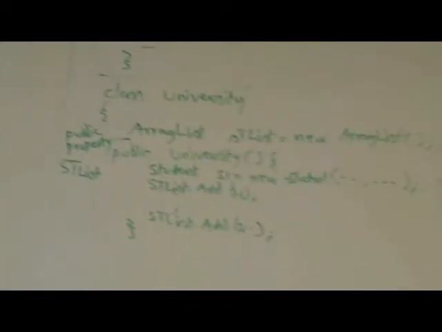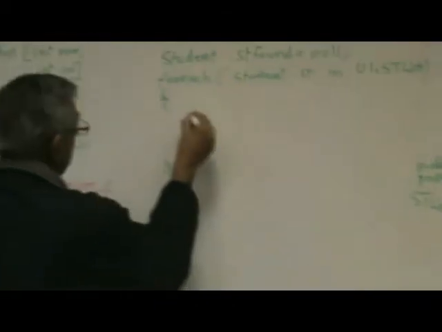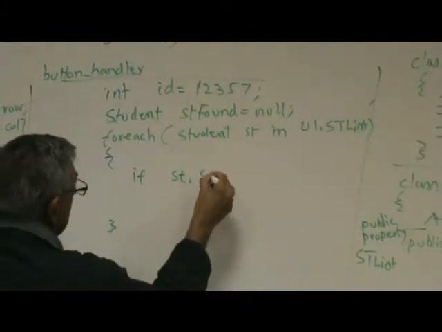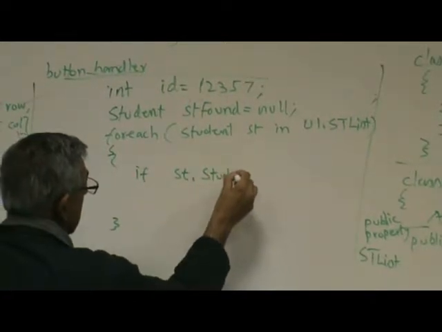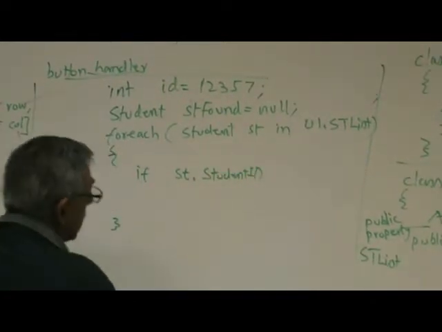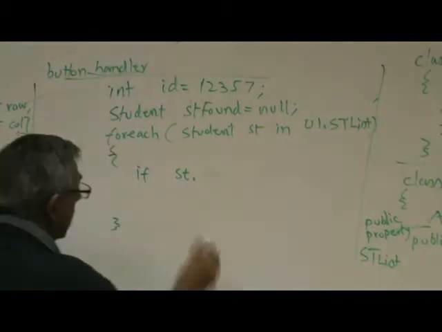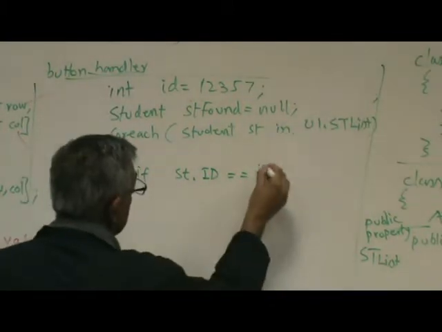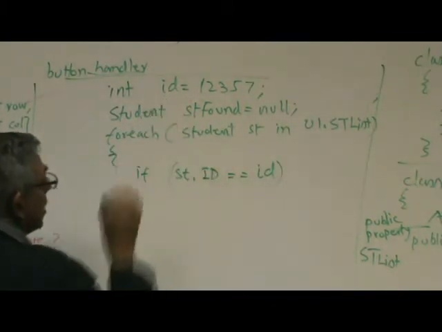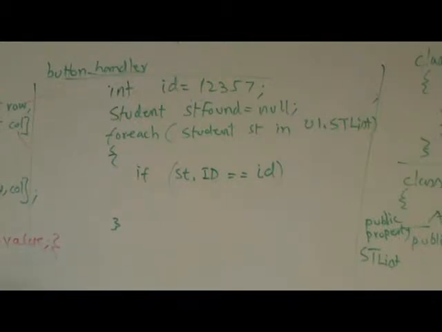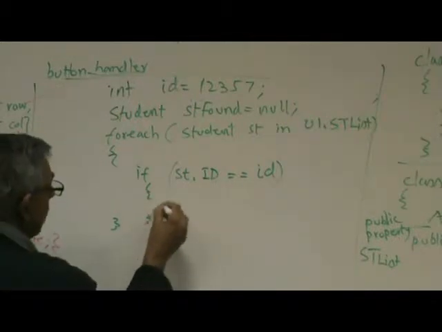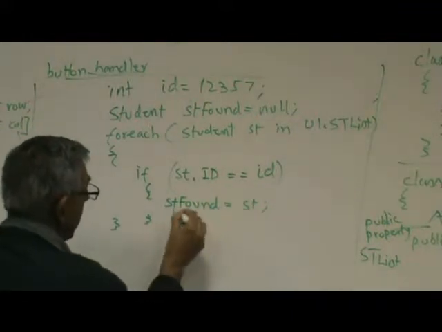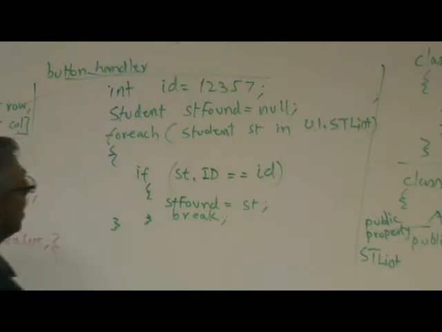And then we will say if st dot whatever student ID, or let's pretend our field is called ID, st.ID equal to ID. So this is the ID that we are searching for, right? Then we will say st found equal to st and break out of the loop, right? So this will be our typical code.